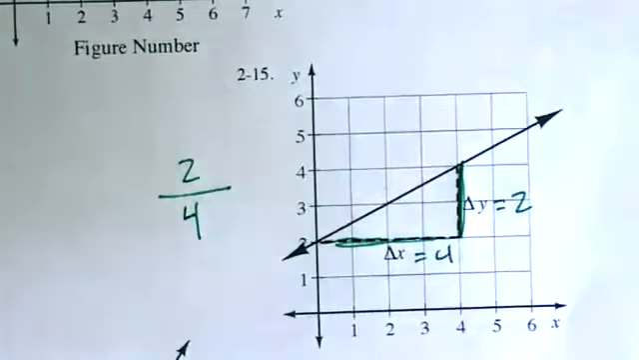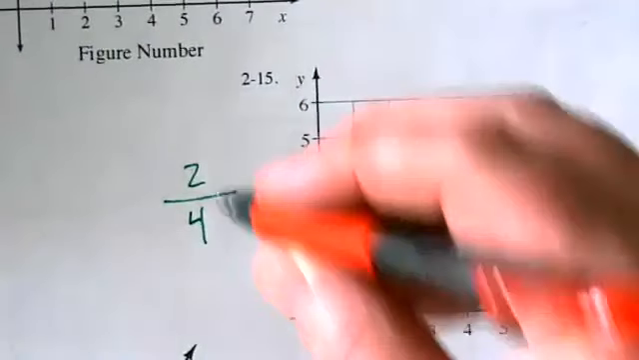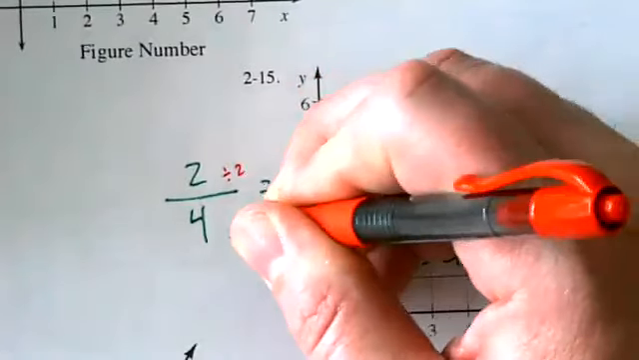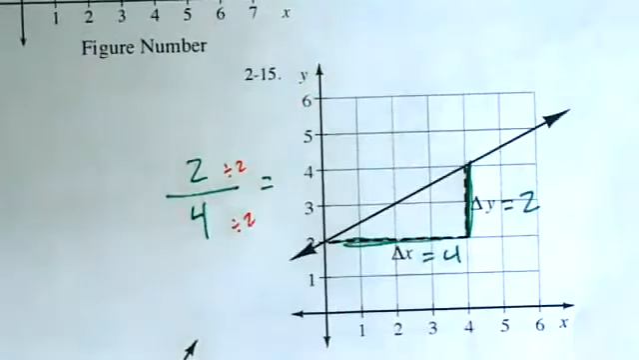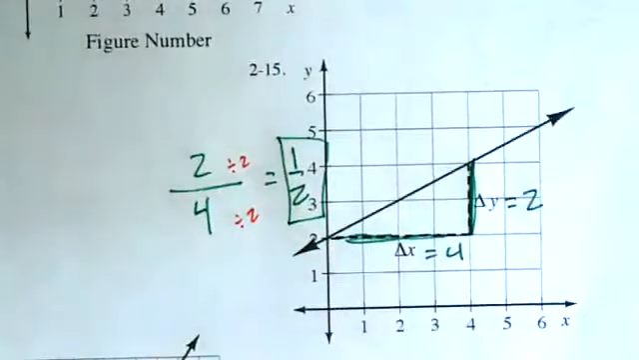And I think we can simplify that, can't we? What can we divide both 2 and 4 by? They're both divisible by 2. Let's simplify our fraction by dividing top and bottom by 2. That's going to get me 1/2 for my final slope there.